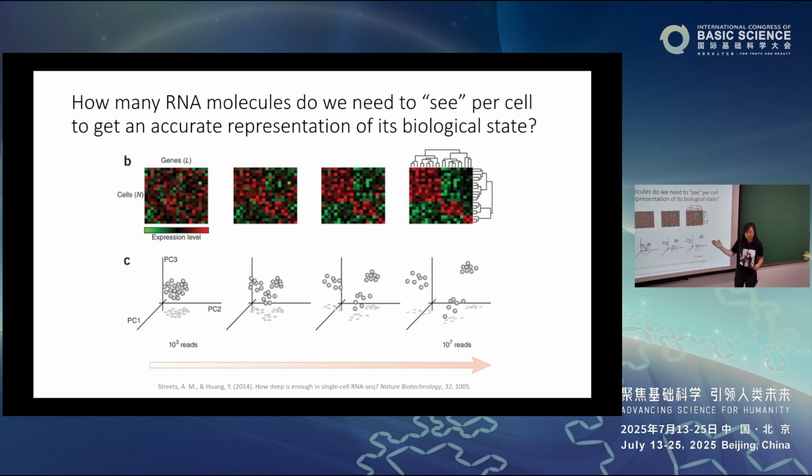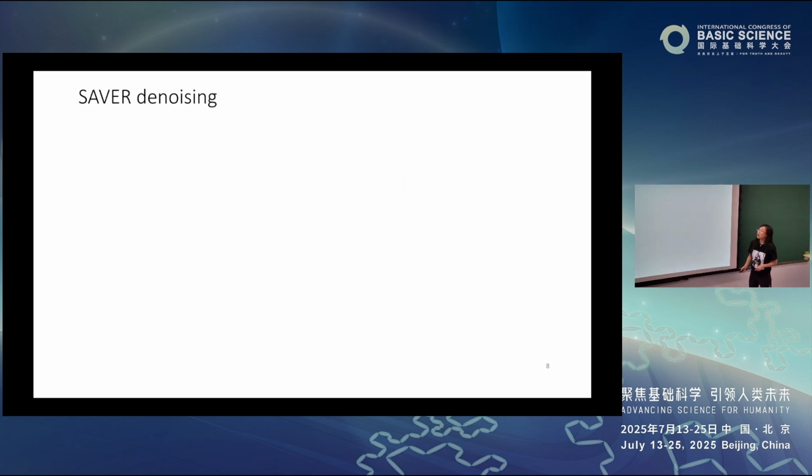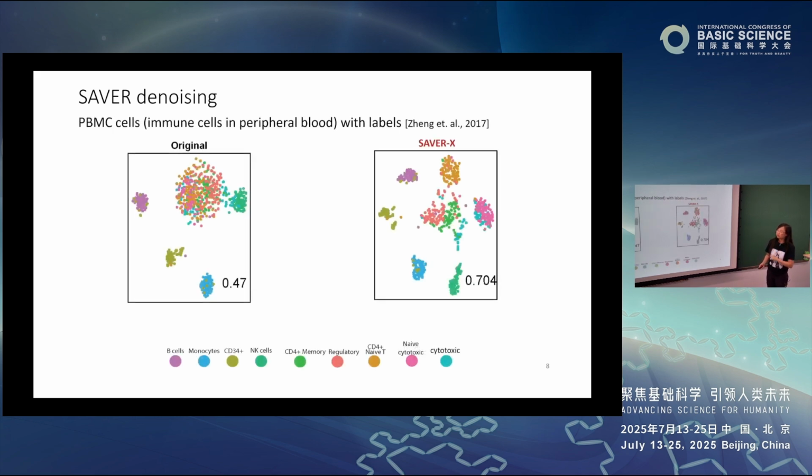However, nobody can afford this. Most experiments are somewhere here where you don't really see much structure. So the data is kind of murky. So what did we do? We did this thing called SAVER denoising, which basically takes a data set that looks like this and makes it look like that.